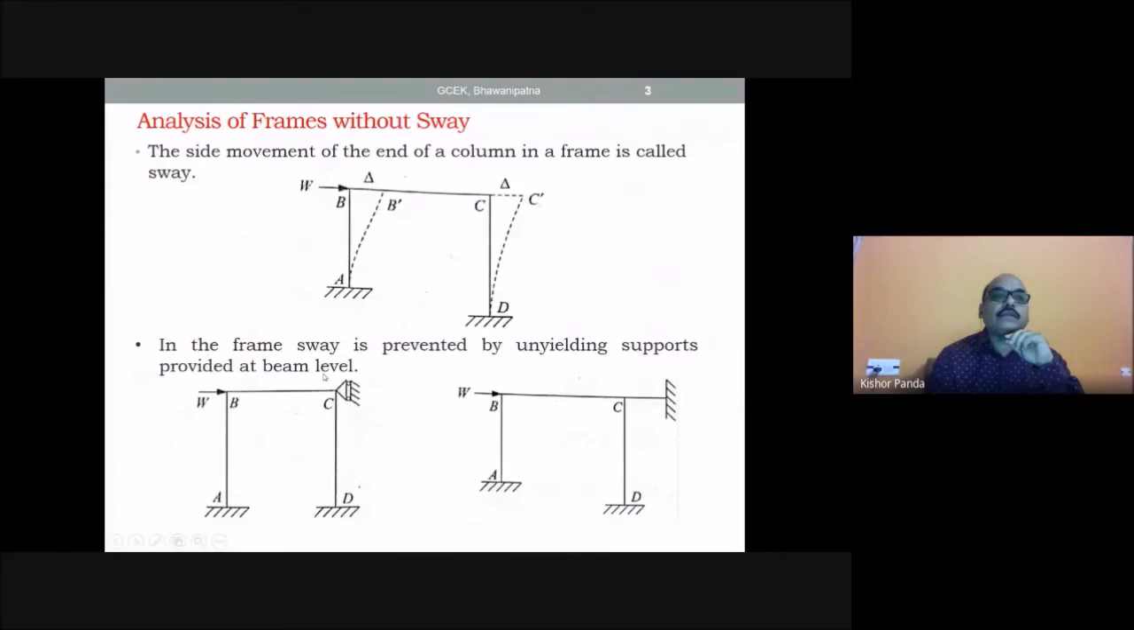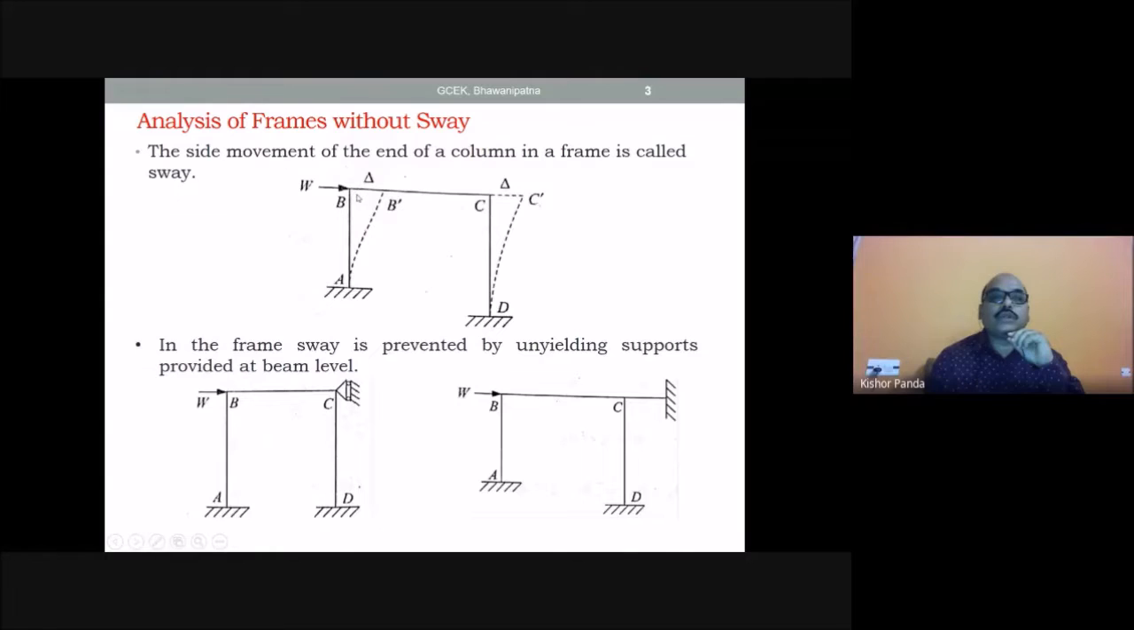Here there are two types of analysis of frames. The first one is without sway, and the second one is with sway. What is with sway? When side movement of the end of a column takes place, the frame is called a sway frame. And when there is no side movement of the end of a column, that frame is called a non-sway frame. Here you see the figure, and this is the portal frame, and these are the members. This is the column, and this is the beam. The horizontal member is the beam, and the vertical member is the column.